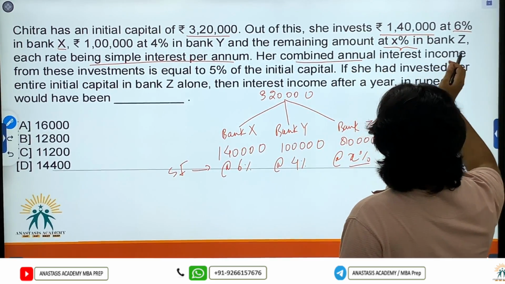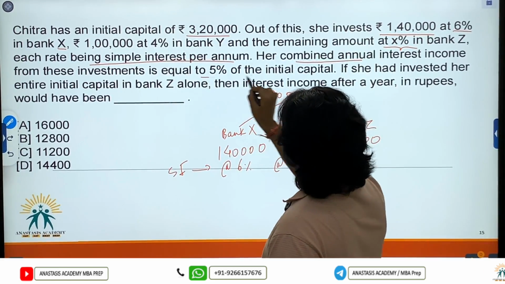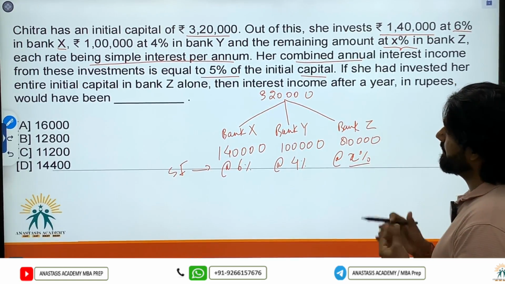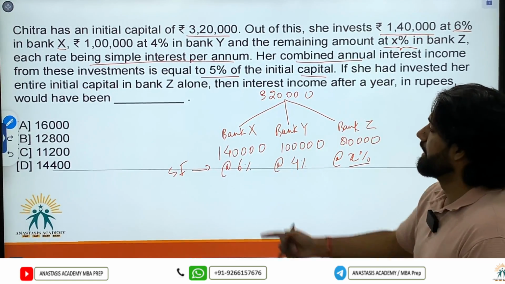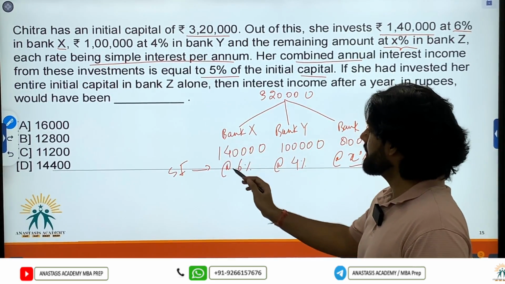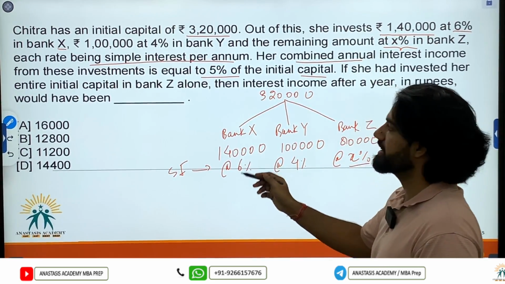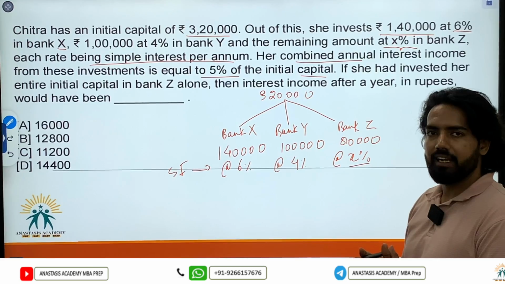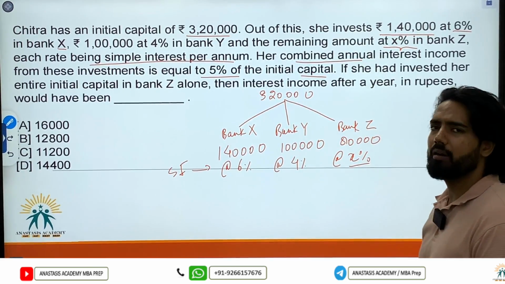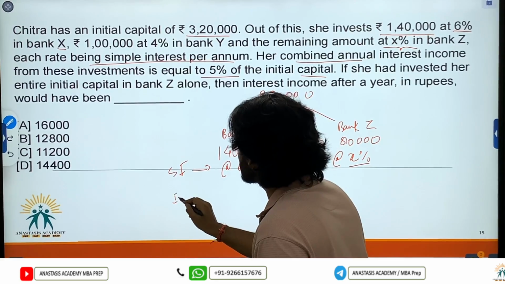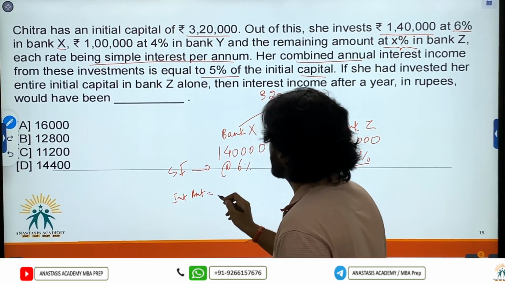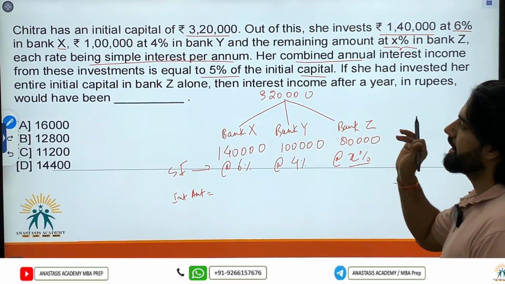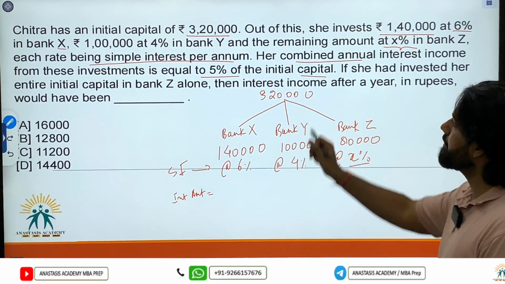Her combined annual interest income from these investments is equal to 5% of the initial capital. Okay, so after one year, it does not matter whether this interest charge is simple or compound, because in the first year it is simply the percentage, right? So let's just find the interest amount in each case, because it is given that after 1 year her total interest income is equal to 5% of the initial capital, right?